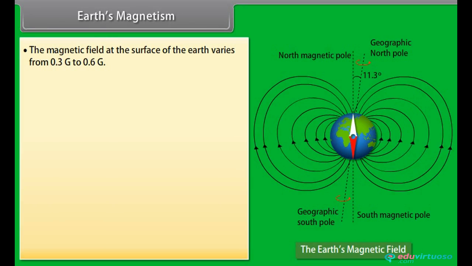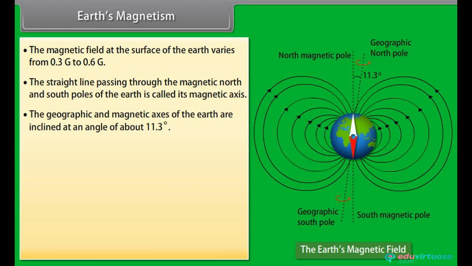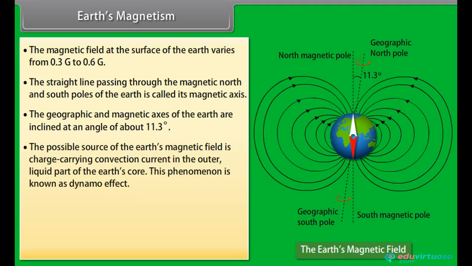Earth's magnetism. The magnetic field at the surface of the Earth varies from 0.3 G to 0.6 G. The straight line passing through the magnetic north and south poles of the Earth is called its magnetic axis. The geographic and magnetic axes of the Earth are inclined at an angle of about 11.3 degree. The possible source of the Earth's magnetic field is charge-carrying convection current in the outer, liquid part of the Earth's core. This phenomenon is known as dynamo effect.